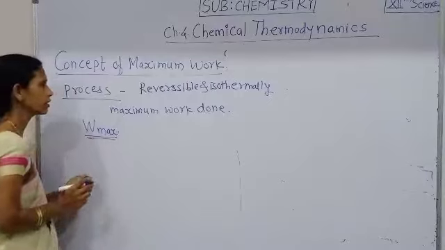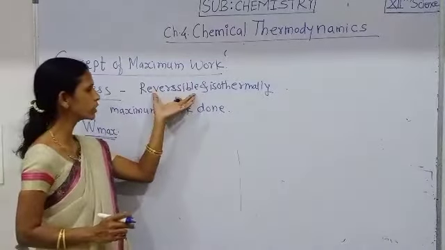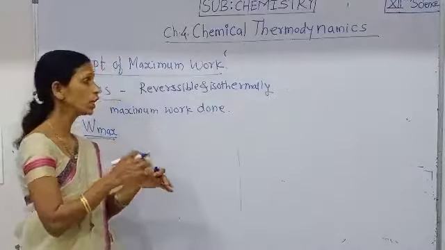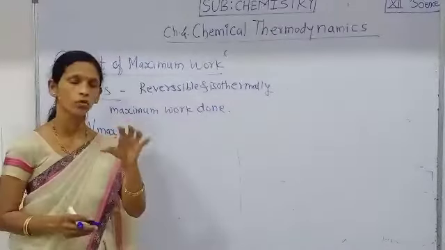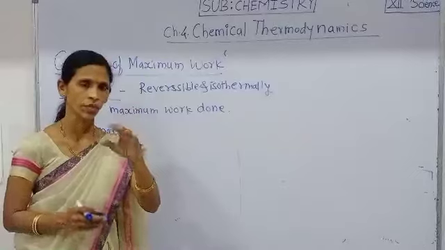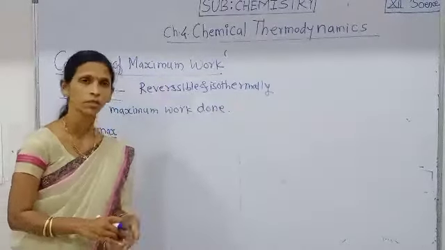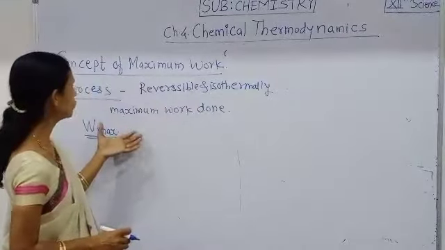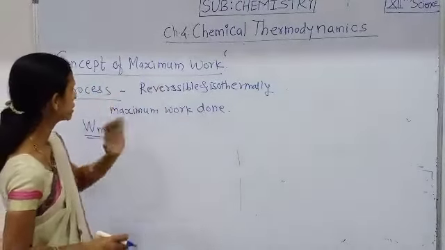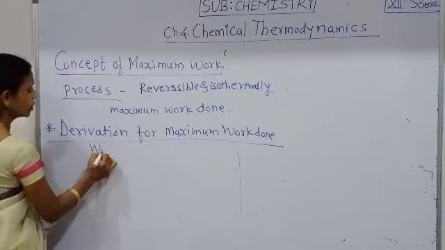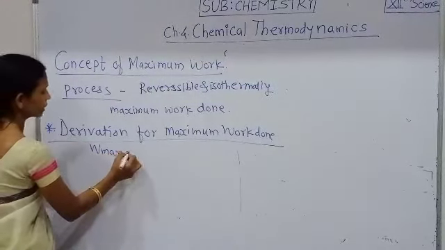And see here, in a reversible process, the process takes place in infinite steps. Work done takes place in every step, and as there are infinite steps, the maximum work done takes place in this process. Now the mathematical expression which is obtained for W max.